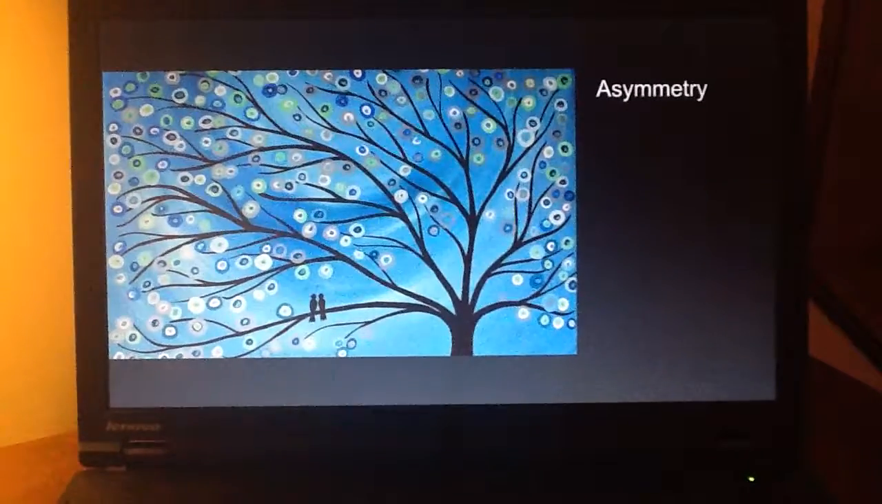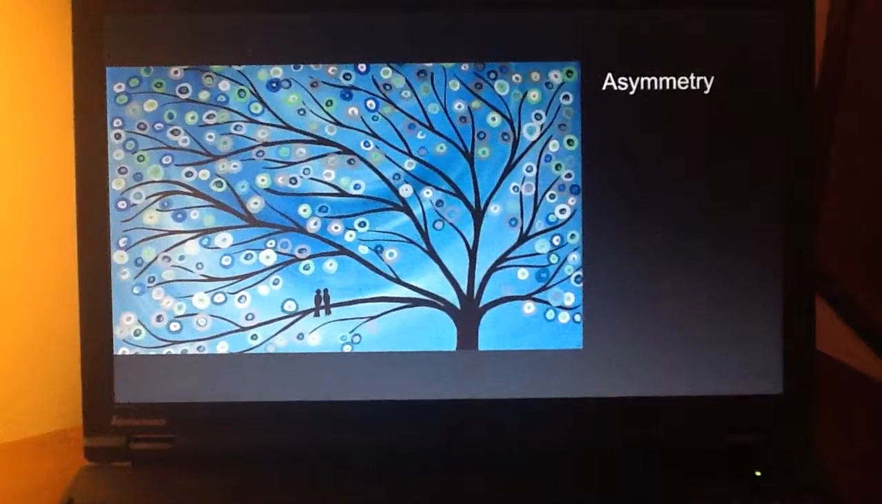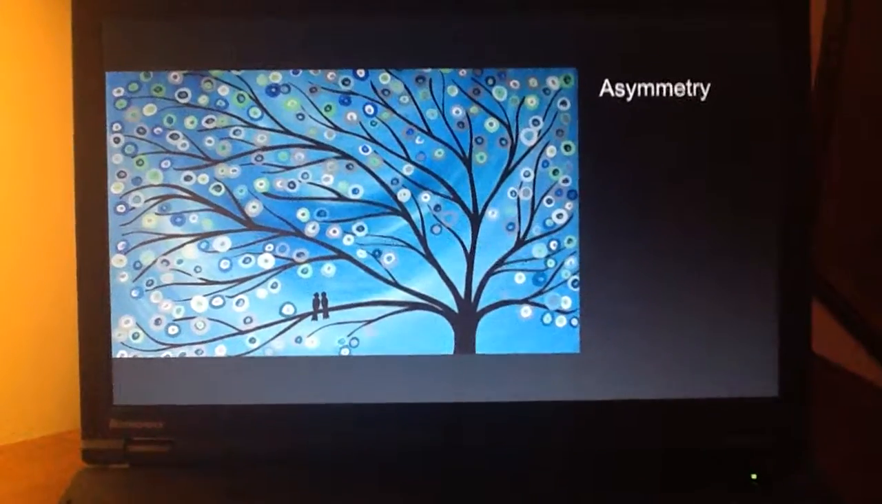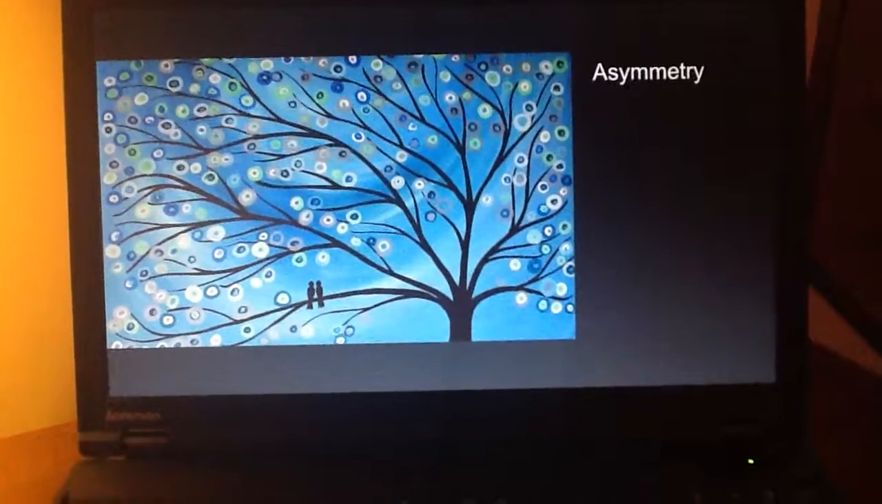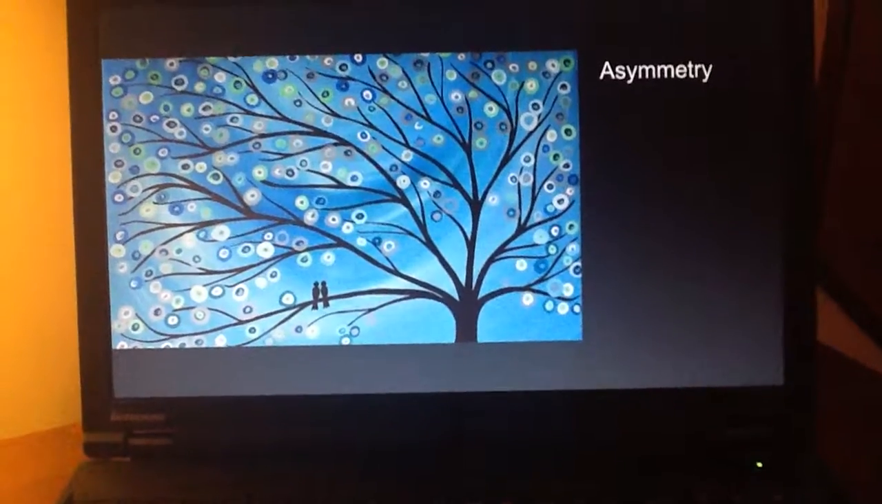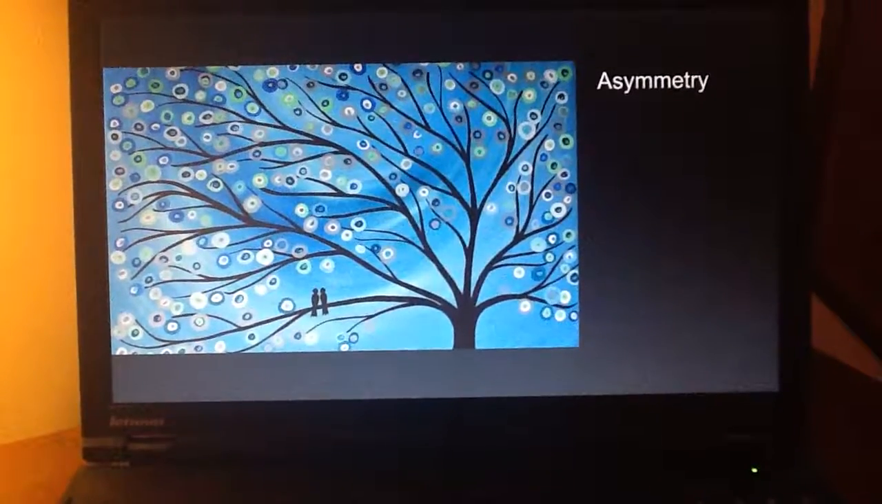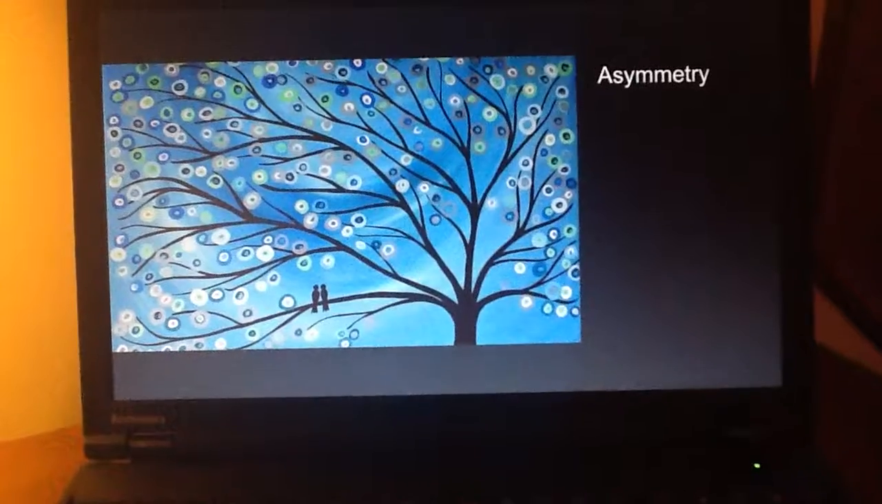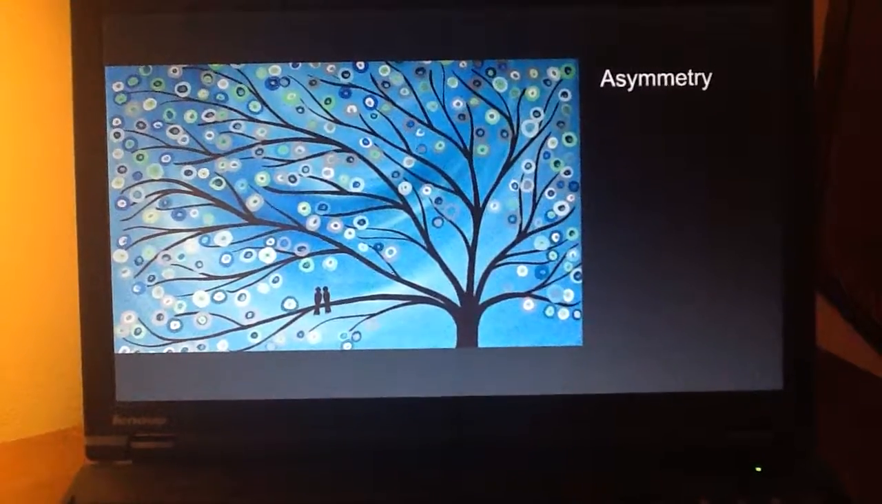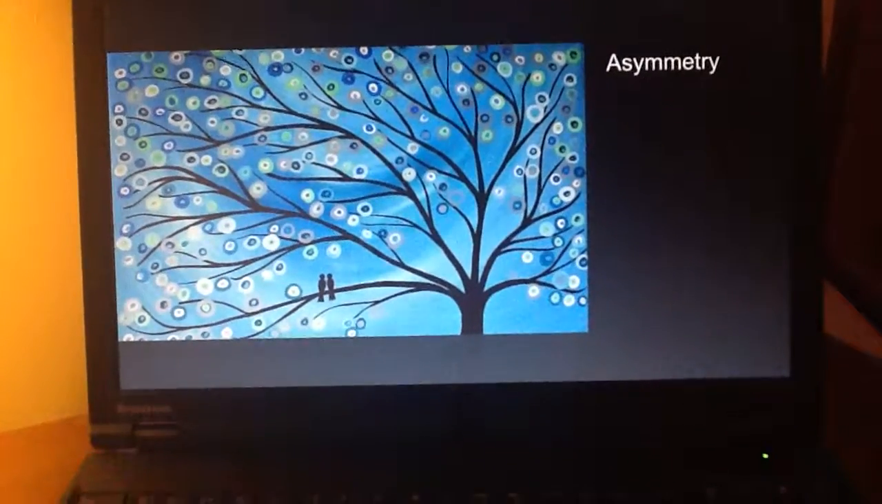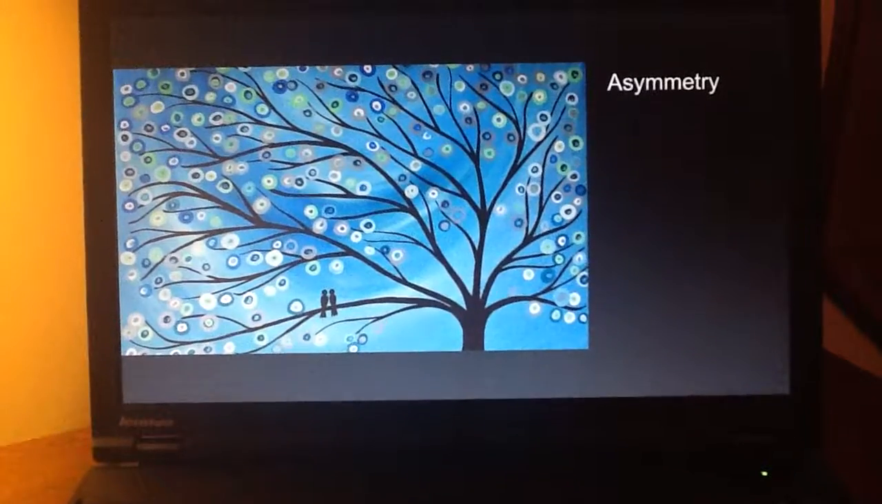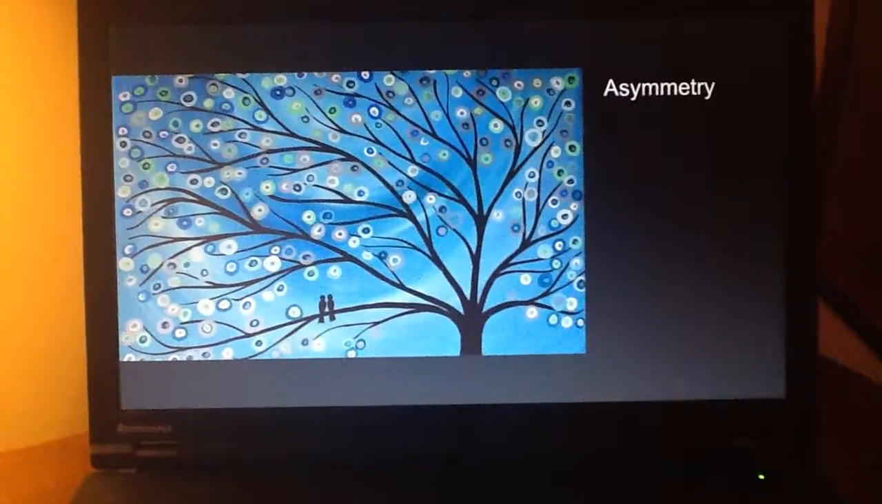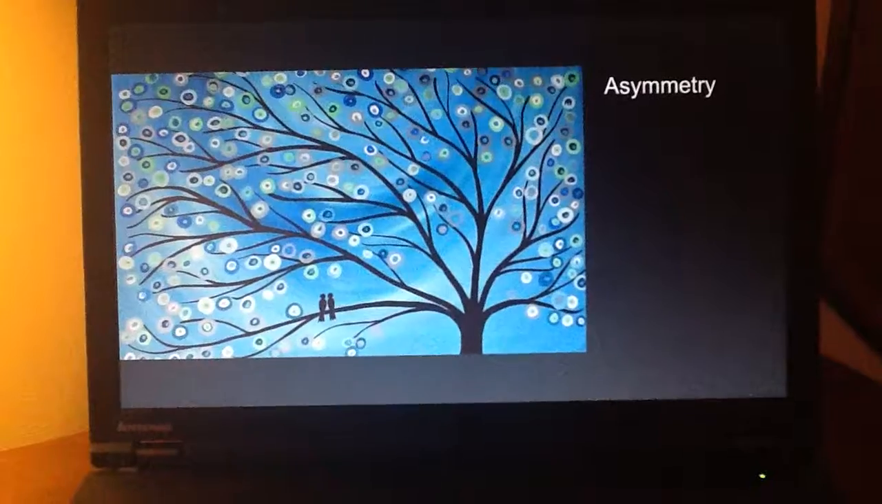Here you have asymmetry. So you can see that the tree is heavier on the right-hand side because that's where the trunk is. The branches help to give us weight over on the left, and the two little birds really help to create that counterbalance. Without them, this artwork would be very, very heavy on the right side where the trunk is and not be balanced.